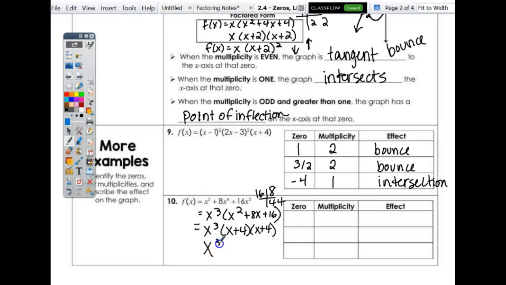So the first is 0, and the second is negative 4. The multiplicity is 3 and 2. So at 3, that gives me a point of inflection. And the 2 gives me a bounce, or a tangency.